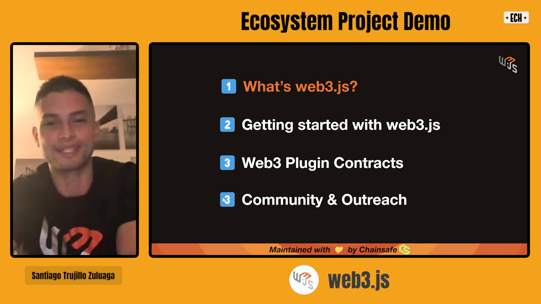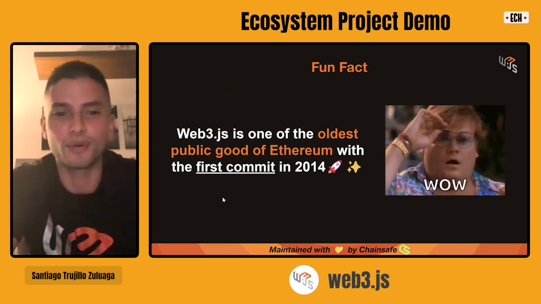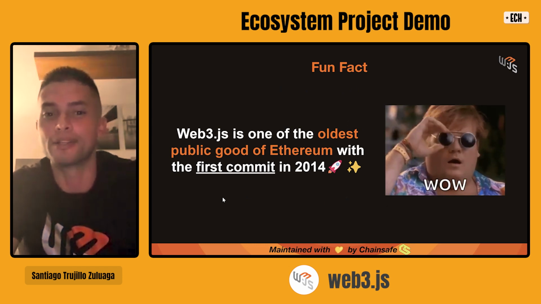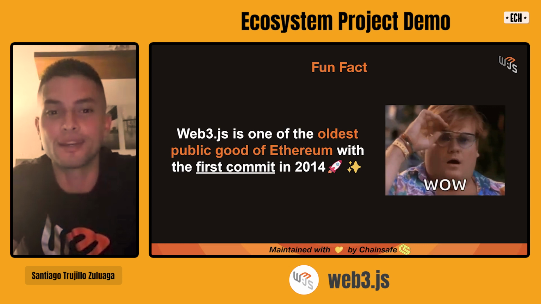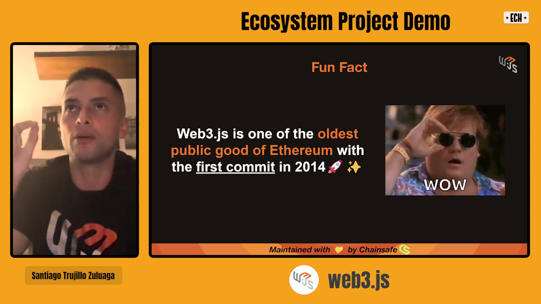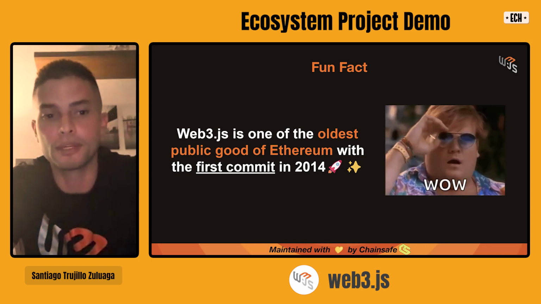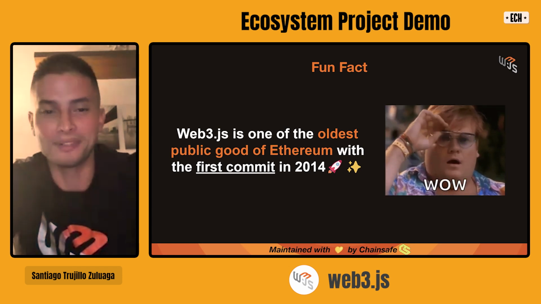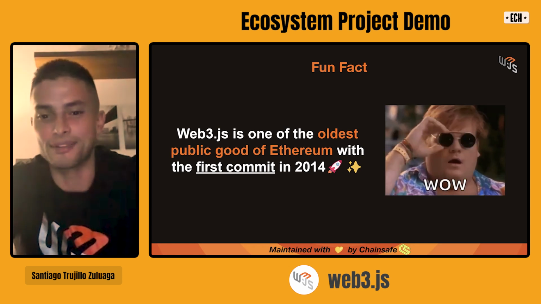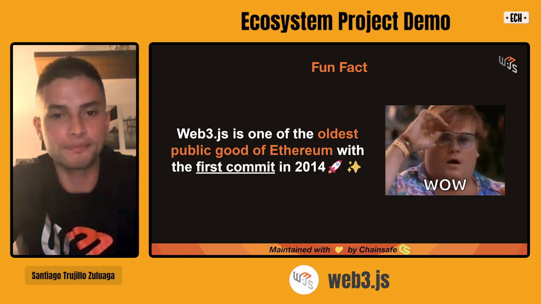So let's start with what's Web3.js. Web3.js is one of the oldest public goods of Ethereum, with the first commit made on September 30 of 2014. Actually, the only public good that is older than Ethereum is Solidity. So yeah, that's a pretty interesting fact that I found, and it can show the reliability of the library.